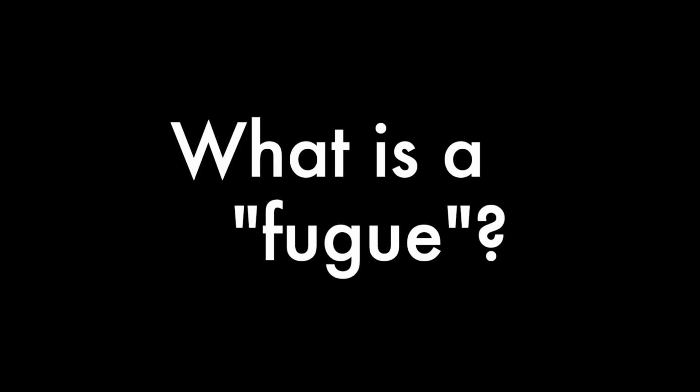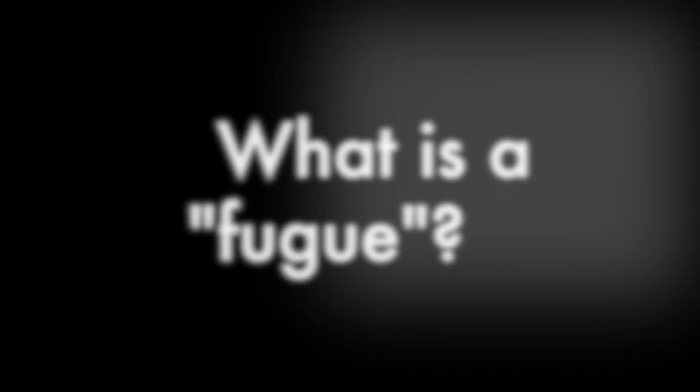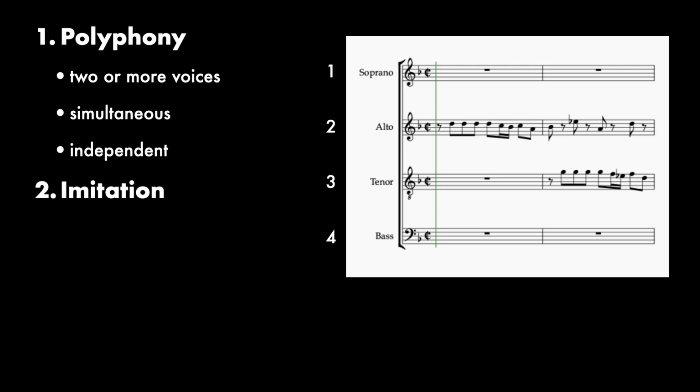What is a fugue? A fugue is a type of musical piece that can be broadly defined by two specific qualities. The first is that it is an example of a polyphonic piece of music, meaning that it has two or more voices that are simultaneous yet independent. The second is that the music progresses by imitation.